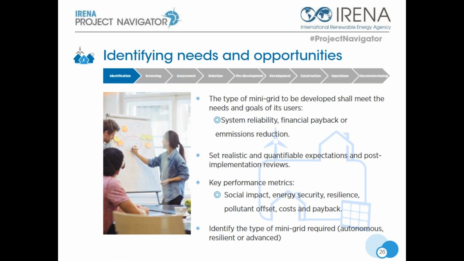In order to ensure that the mini-grid will meet the needs of the users, the goals and applications required by the communities should align with the type of mini-grid that's going to be developed. Some of these goals could be system reliability, emissions reduction, or even financial payback. One of the most important things during this phase is to set project expectations and project goals in a manner that can be tracked and validated.